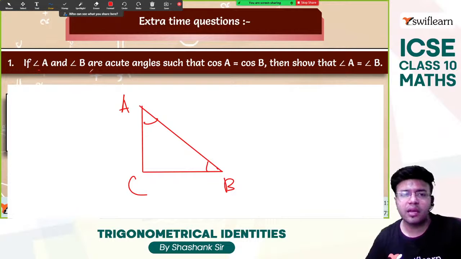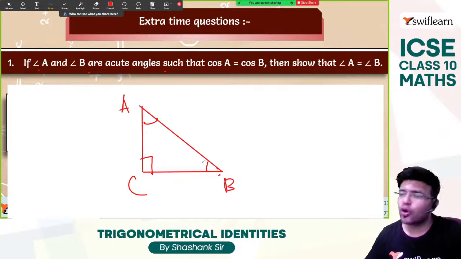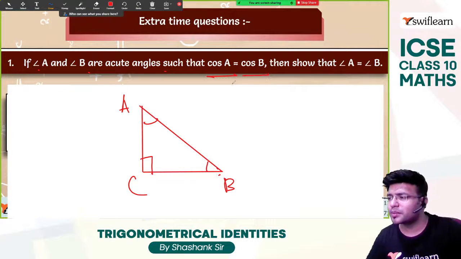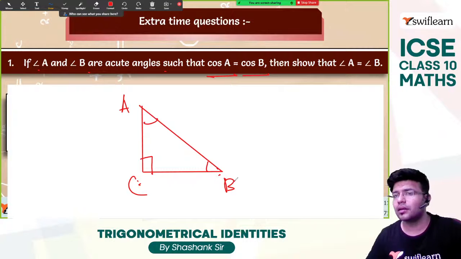They have given A and B are acute angles, so that's why I have taken A and B acute angles. 90 is not an acute angle. Cos A is equal to cos B. Okay, so cos value of some angle is equal to cos value of some other angle. What does this imply? This implies AC is equal to BC. Okay, let me prove this.